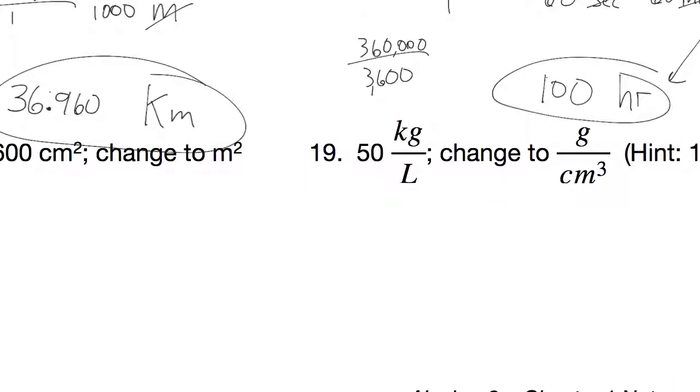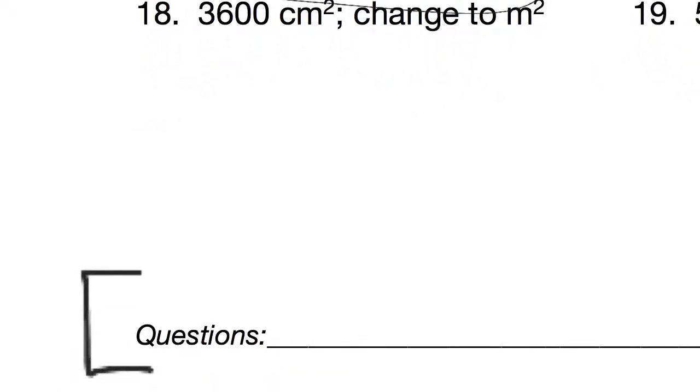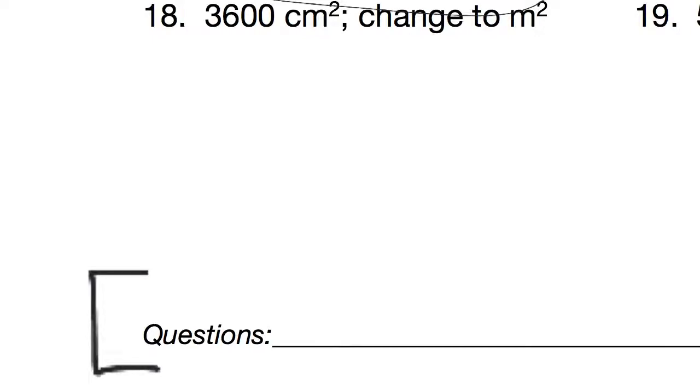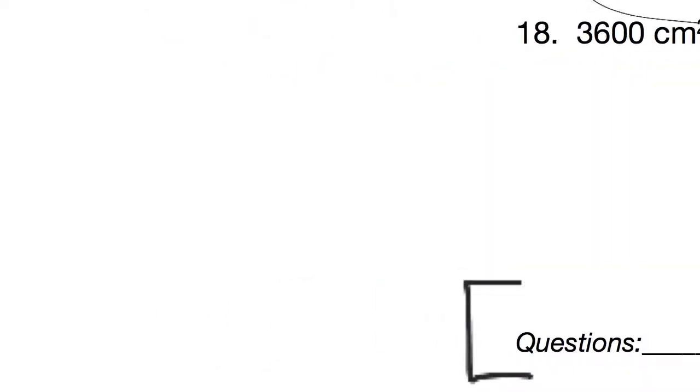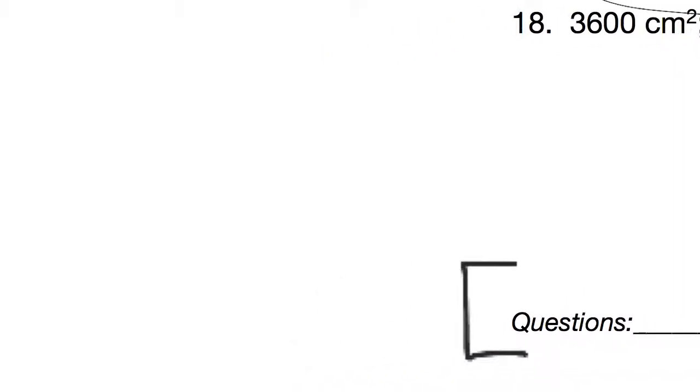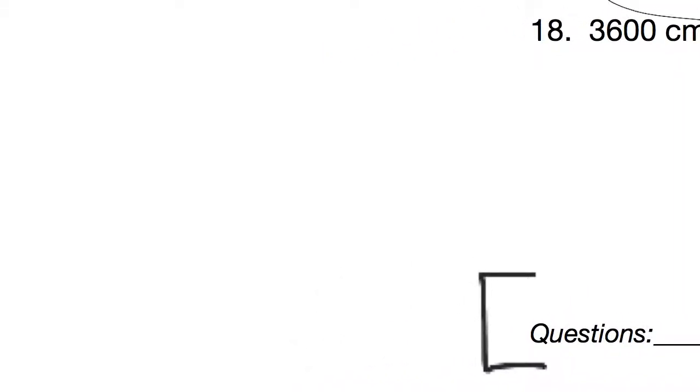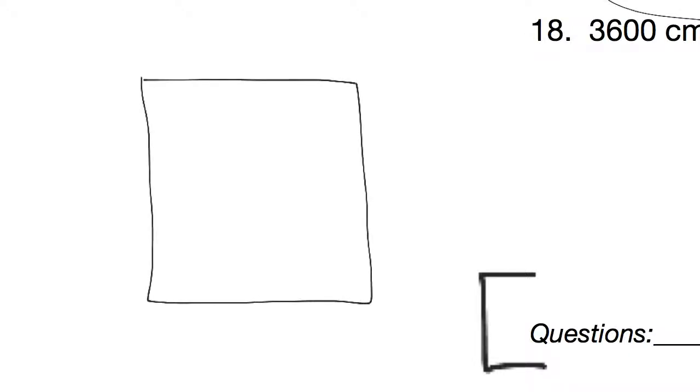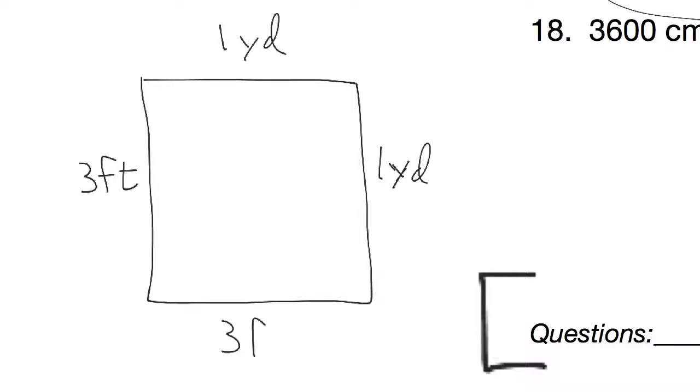Let's see. 1,836 centimeters squared changed to meters squared. Okay, so let me do a little quick side demonstration. I'm going to draw a little square, and let's say this square is 1 yard wide. A square of side length 1 yard. At the same time, it's also 3 feet tall and 3 feet wide, because 3 feet is equal to 1 yard. So I'm going to divide this up by feet.